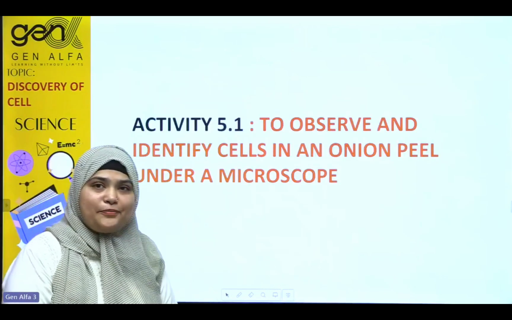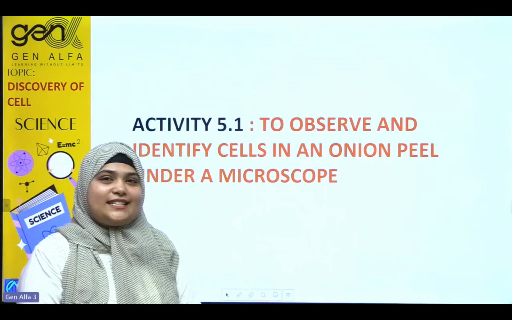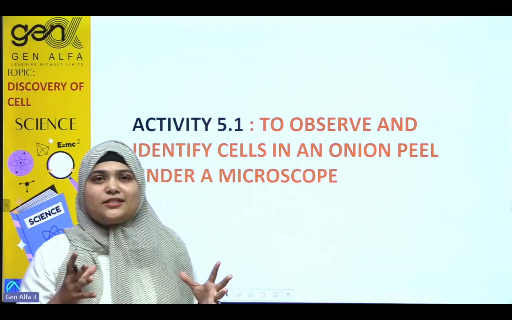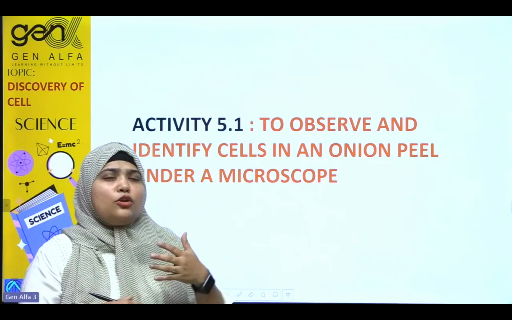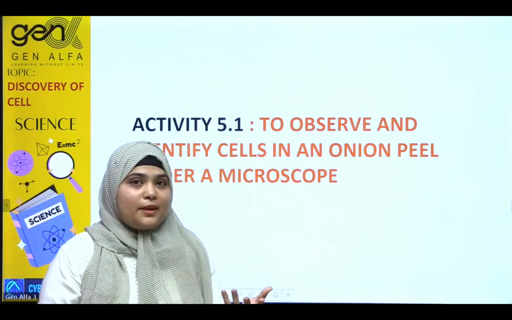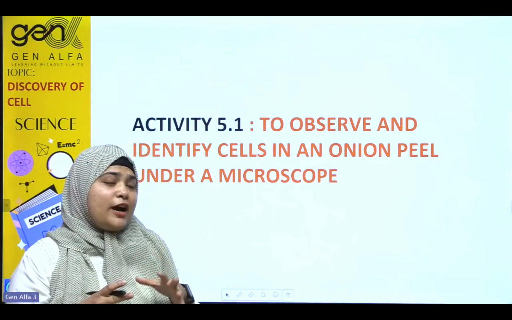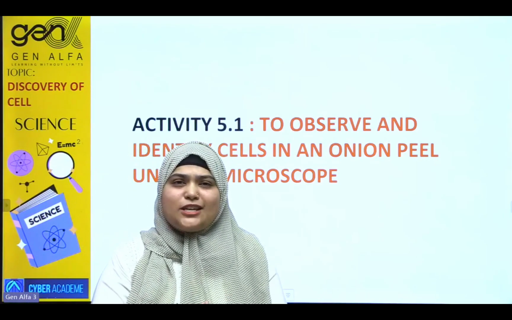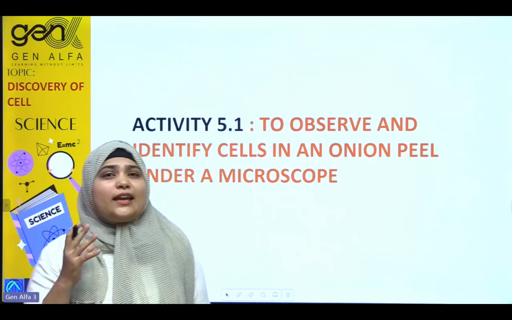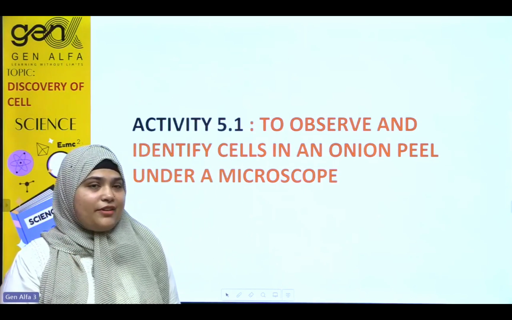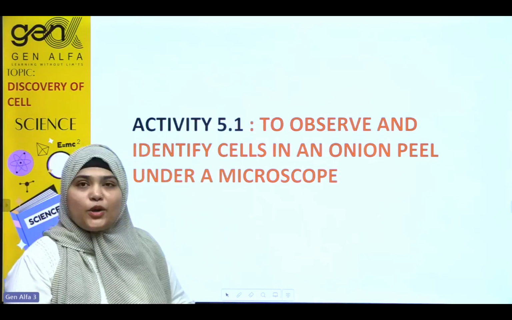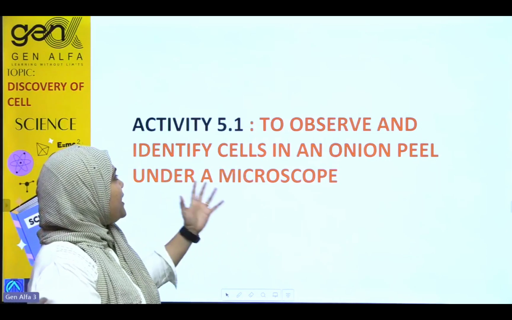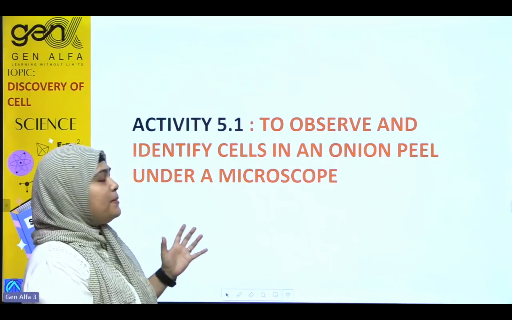Now, students, it's time to do some lab activity. It's not just an activity, you just have to look through the microscope, but you have to step into the shoes of Robert Hooke and see what he saw in the year 1665. This is activity 5.1 from NCERT: to observe and identify cells in an onion peel under a microscope.